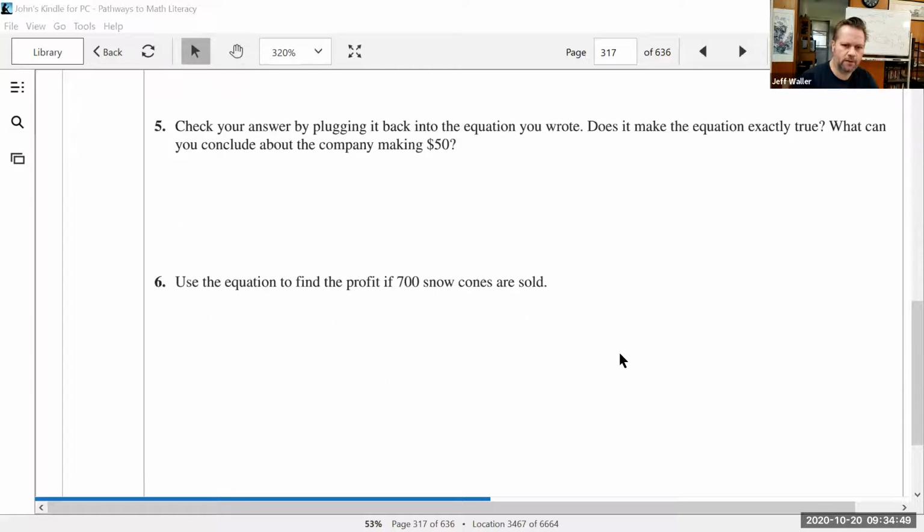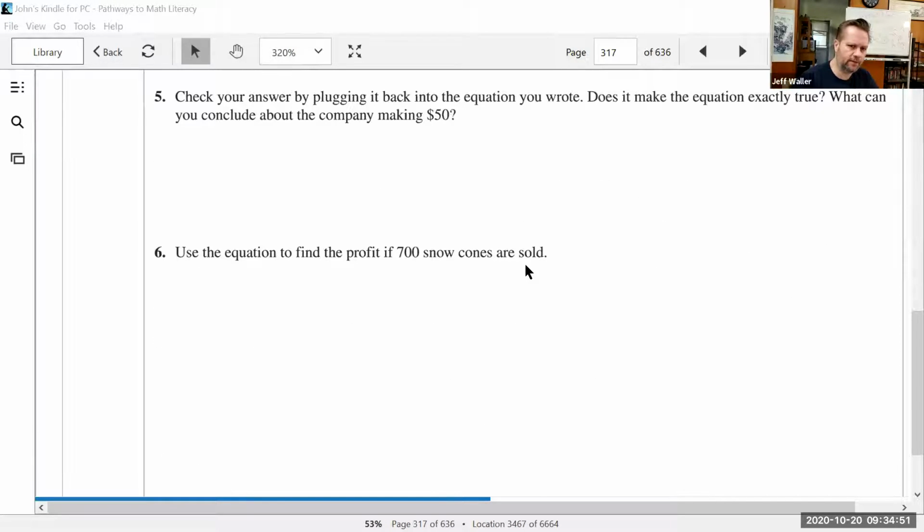And then why is number 6 easier than the one we just did? Where would 700 go into the equation? Which variable, P or X? P stands for profit. I see why you think that, because you see the word profit, but it says find the profit. If 700 snow cones, so in the equation, X. Yeah, I like it. So that's got to go in for X.